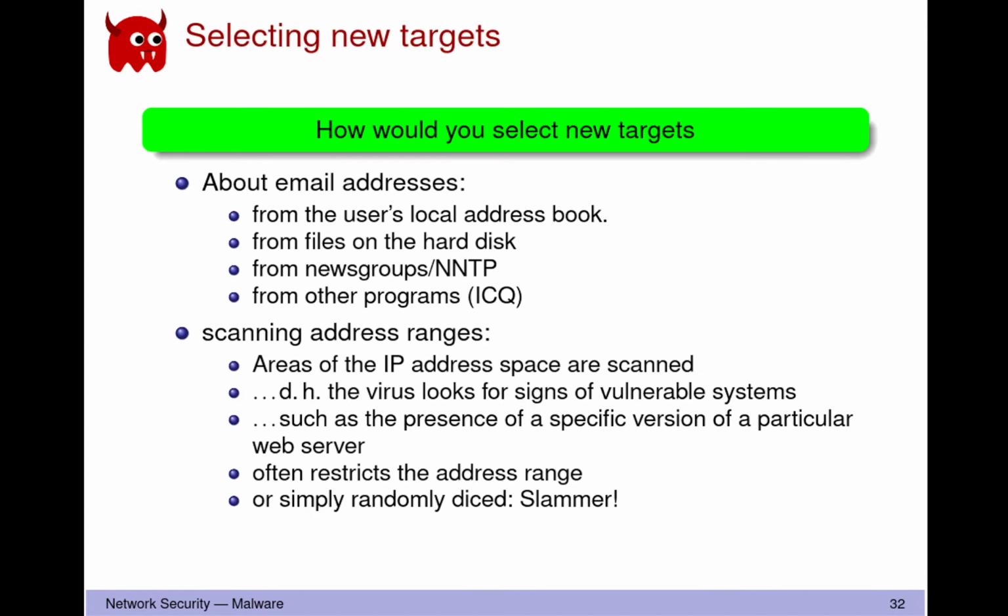So basically what you could do is sometimes use the user's local address book. If you have access to the email program of the user, you could send out to all emails in the contact list some email with some malicious URL, or you send a file directly: please open this fancy, nice cat picture. You could also collect email addresses from the hard disk, from other programs, ICQ.